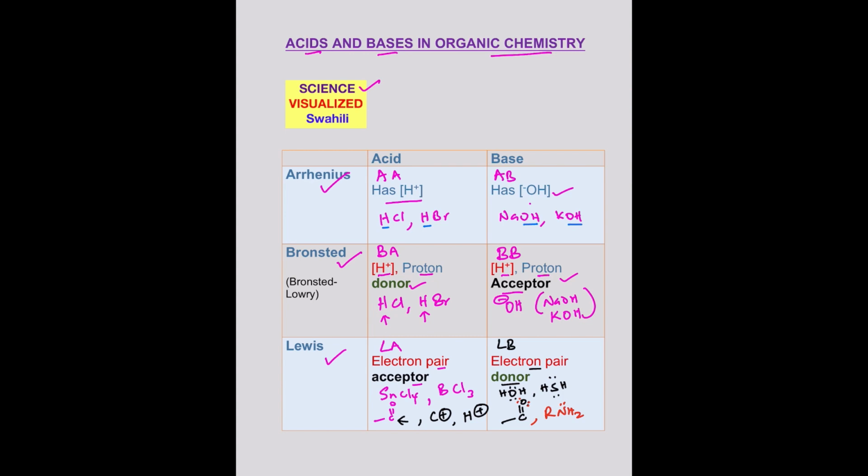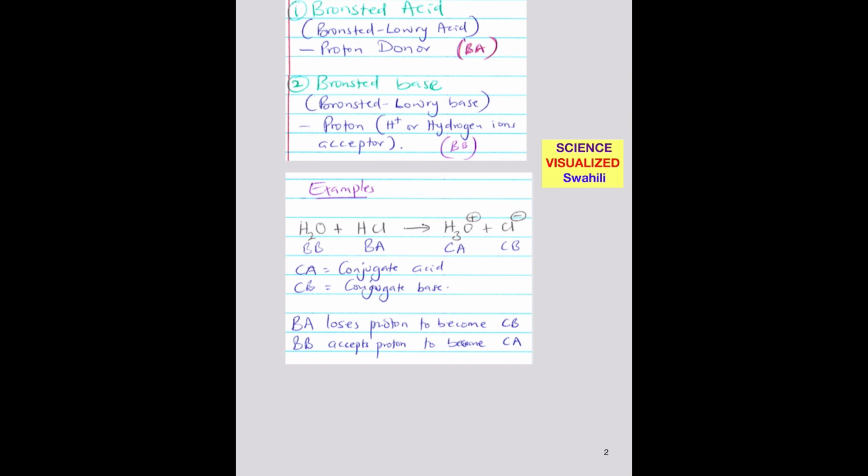In summary, we say Arrhenius acids contain hydrogen ions, Arrhenius bases contain hydroxide ions, Bronsted acids donate protons, Bronsted bases accept protons, Lewis acids accept electron pairs, Lewis bases donate electron pairs. A Bronsted acid, also called a Bronsted-Lowry acid, is a proton donor. So they donate protons. Remember, a proton is H+. A Bronsted base accepts hydrogen ions or protons, so they are proton acceptors.